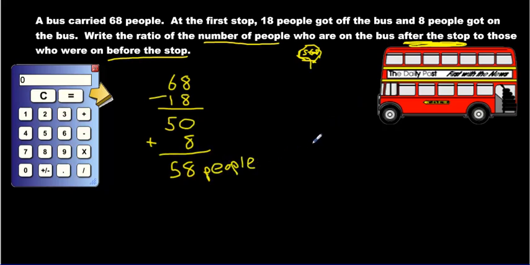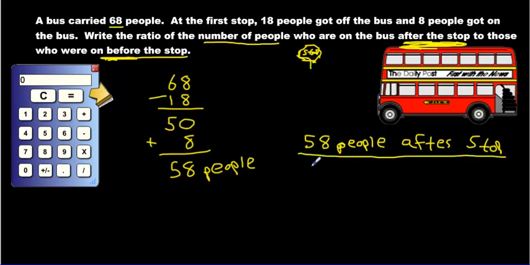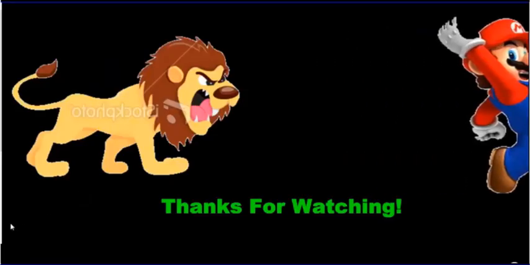And then the bus starts to roll again and starts moving after the stop. So now how many people are on the bus after the stop? After the stop. We have 58. So we're going to write 58 people after stop. And then those who are on before the stop, well, that's just 68 people. On top of 68 people before the stop.